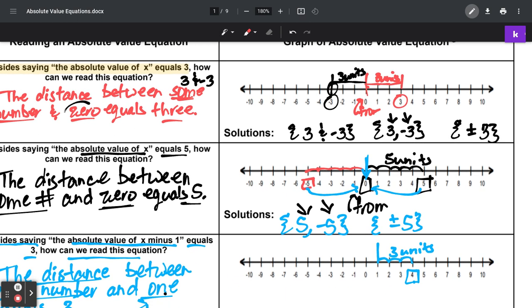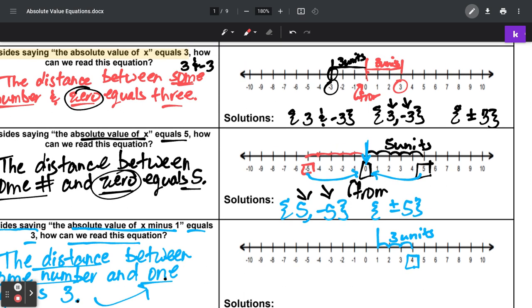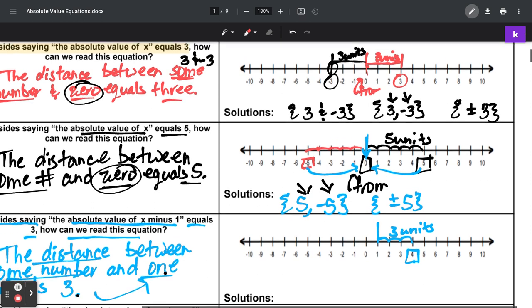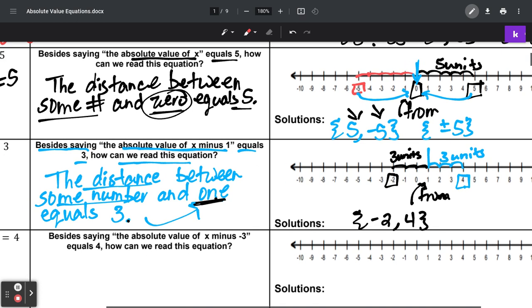They saw a number and its opposite for the solutions. But that's only because it was the distance from 0, and 0 is a neutral number. Okay? So you can have a positive number and its opposite. But here, this is 1. So I'm going to go back. What number is 3 units from 1 besides 4? Well, 1, 2, 3. -2 is also 3 units from 1, guys. -2 is 3 units from 1, and 4 is 3 units from 1. So those are my two answers.